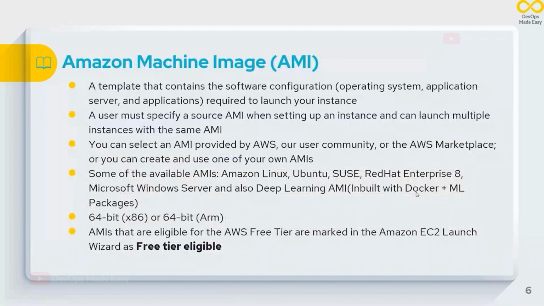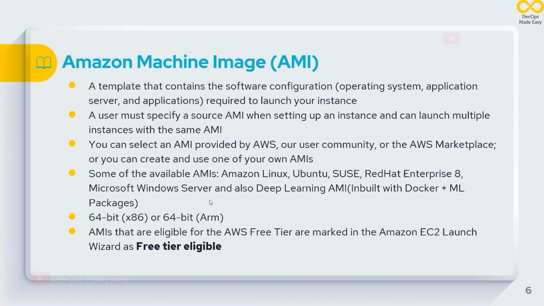As I said, a VM needs an operating system to run. In Amazon terminology, we call it an AMI, Amazon Machine Image. This is just like your ISO file, like your Windows ISO or Linux operating system file. You need to select an AMI when you're creating an instance, like Linux, Ubuntu, Red Hat Enterprise, or Microsoft Windows Server. In fact, Mac operating system is also there.